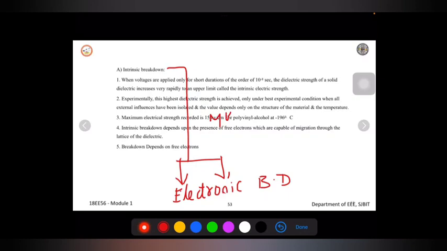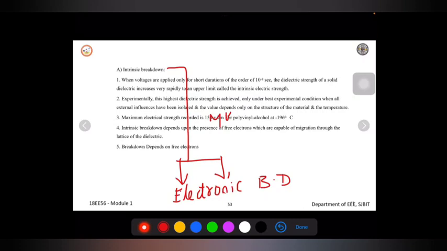So this electronic breakdown, within the intrinsic breakdown, occurs in a time duration of the order of 10 to the power of -8 seconds, and therefore it is assumed to be electronic in nature. Because of that duration, the initial density of conduction free electrons is assumed to be large.